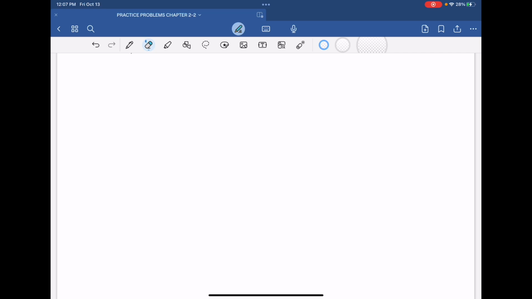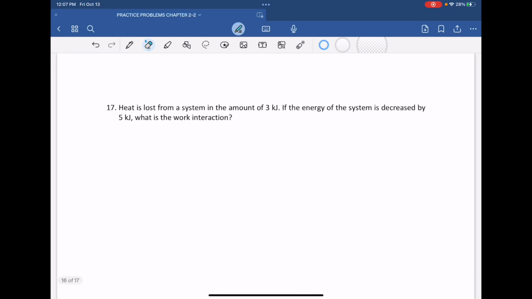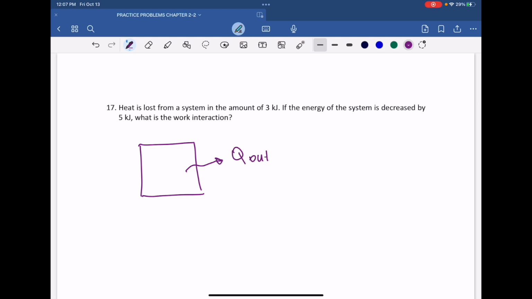Alright, so in this question we have heat is lost from a system in the amount of 3 kilojoules. I would sketch it. Heat is getting out. If the energy of the system is decreased by 5 kilojoules, meaning the change is -5, what is the work interaction?